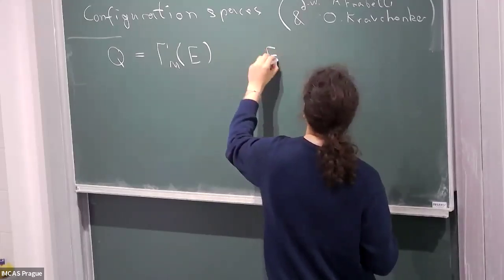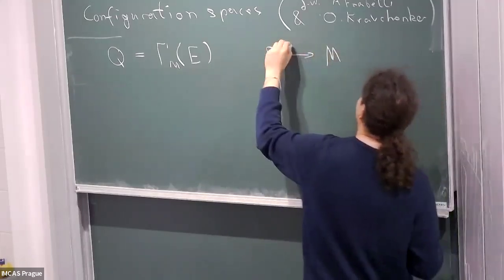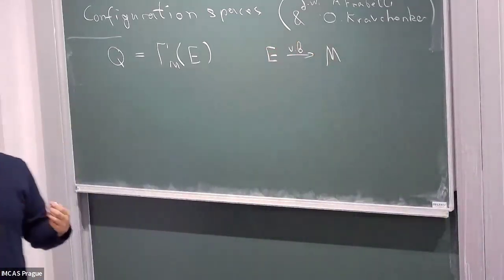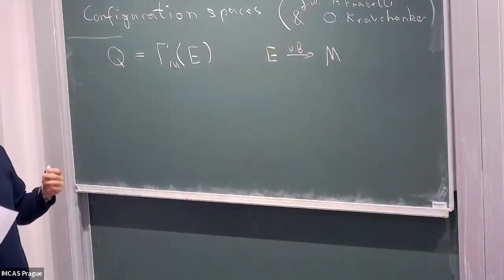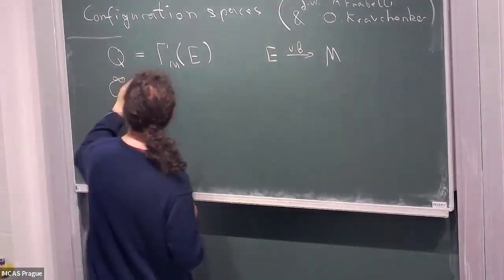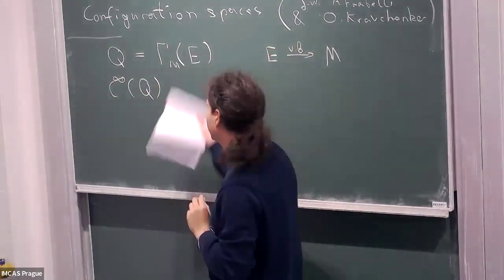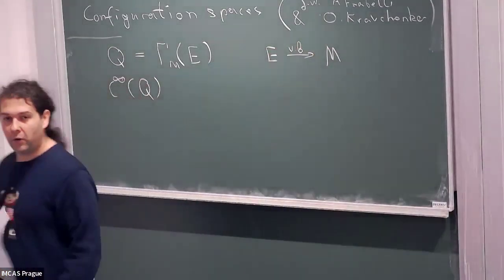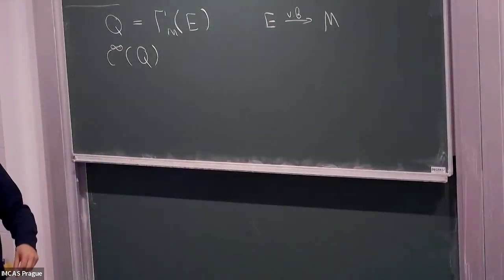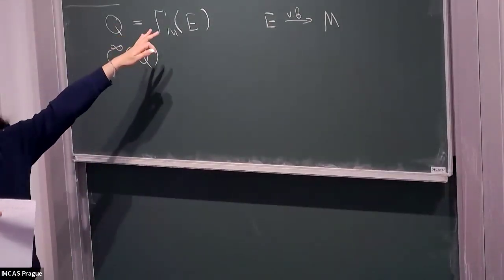So E to M is a vector bundle. And then we would like to talk about observables, which means that we would like to understand the smooth functions on the space, so on the section space. Now, there are different ways to do so. One of them would be to start introducing differential calculi for Fréchet spaces.